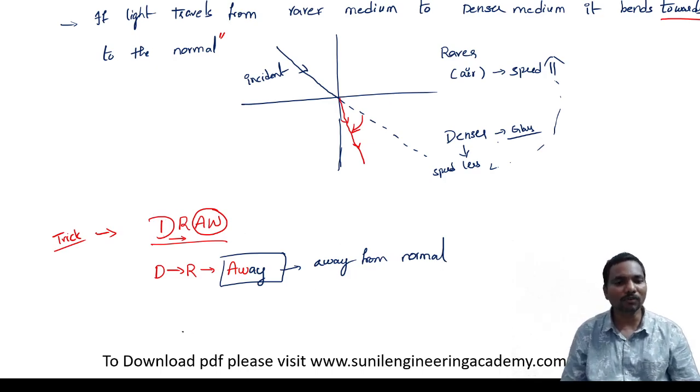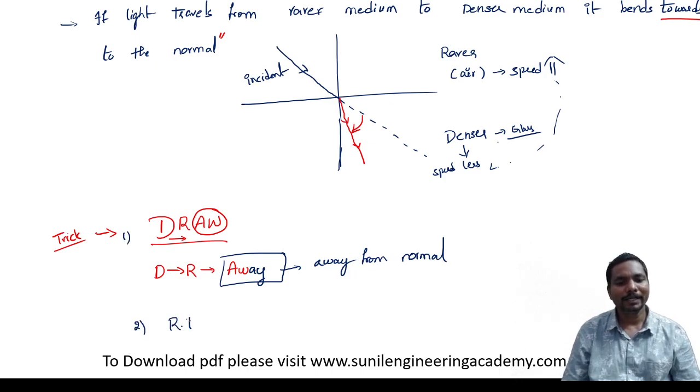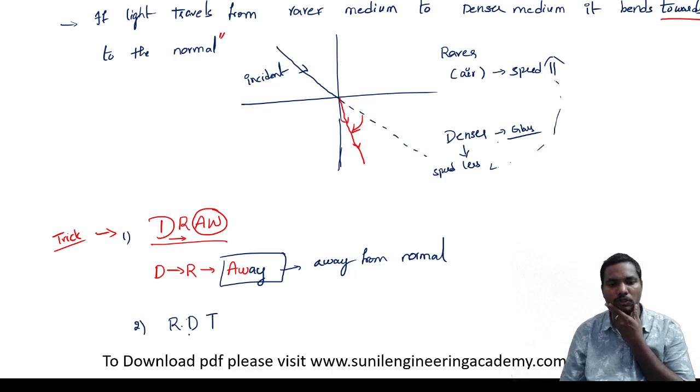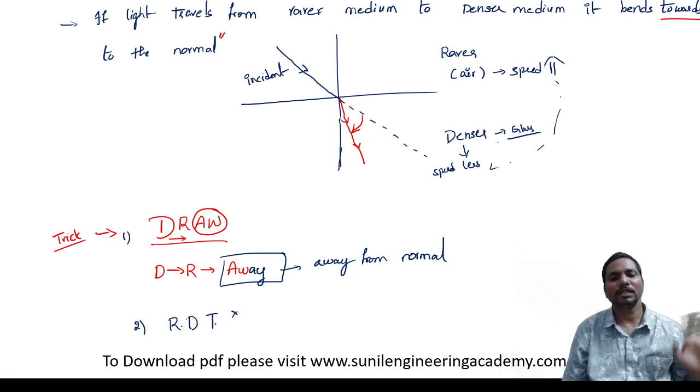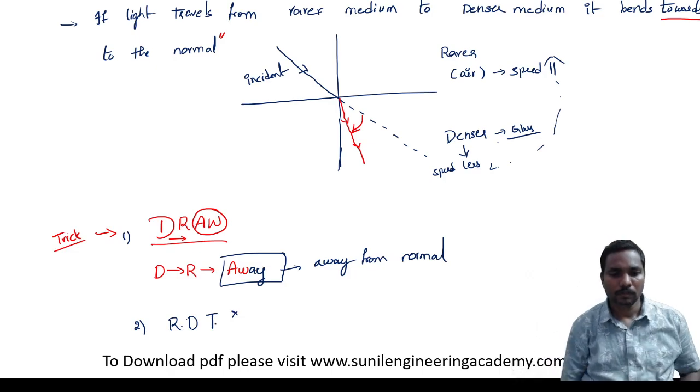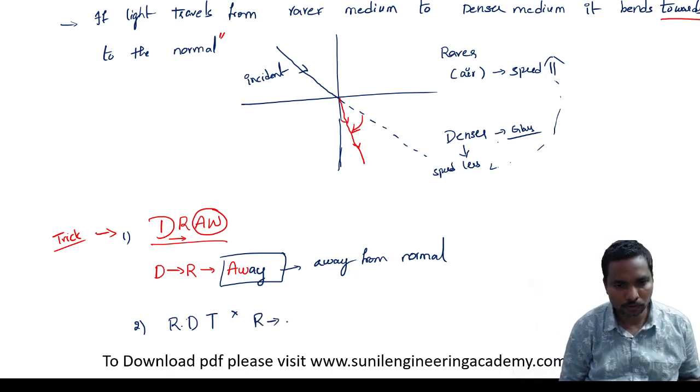Okay, if you remember this one, then the other one is not required. Rarer to denser. That is towards the normal. RDT. Okay. Road and transport. So no need to remember. If you remember this one, the other one is rarer to denser, towards the normal. Rarer to denser, towards normal. All of you clear?